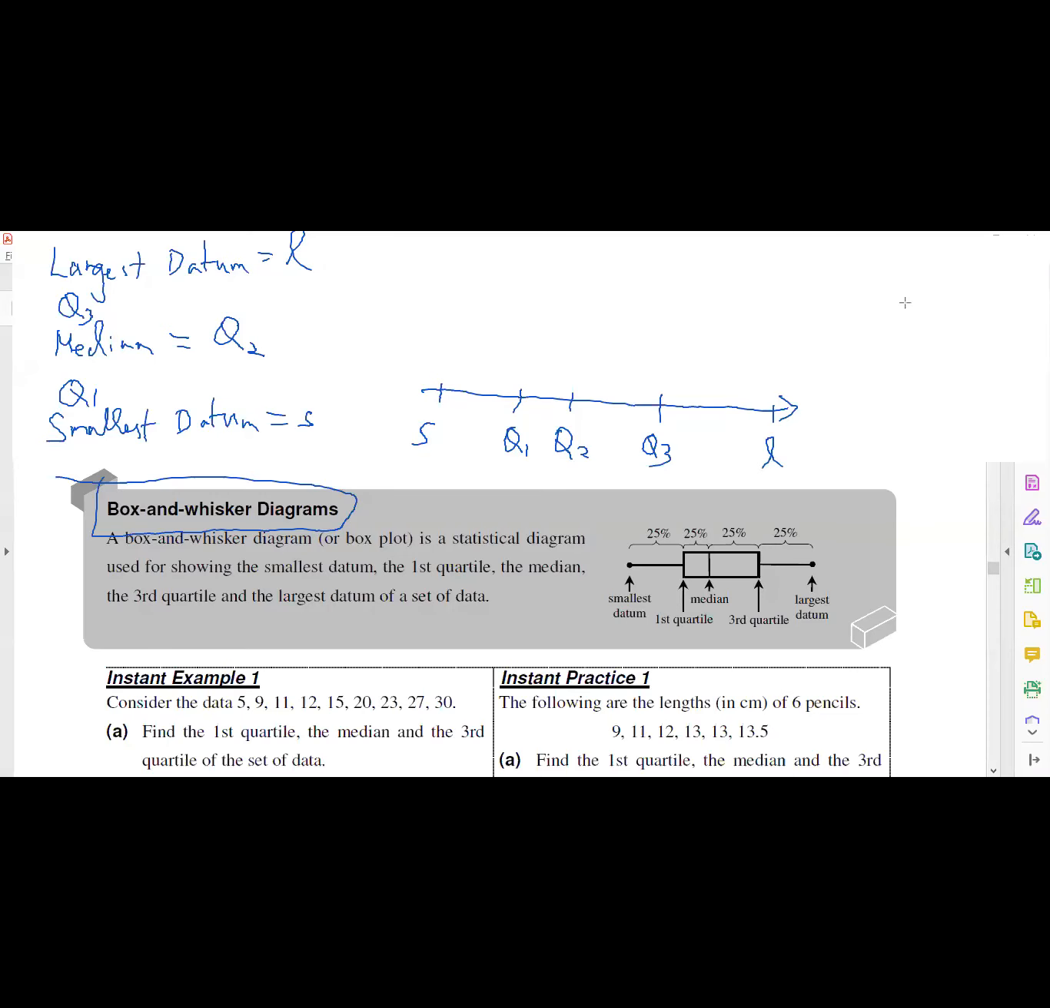Yes. It is like the rectangle. The rectangle is from Q1 to Q3. Okay? Rectangle is from Q1 to Q3. And then we need to draw another straight line at Q2. And then we need to extend a line, a tail to S and to L.